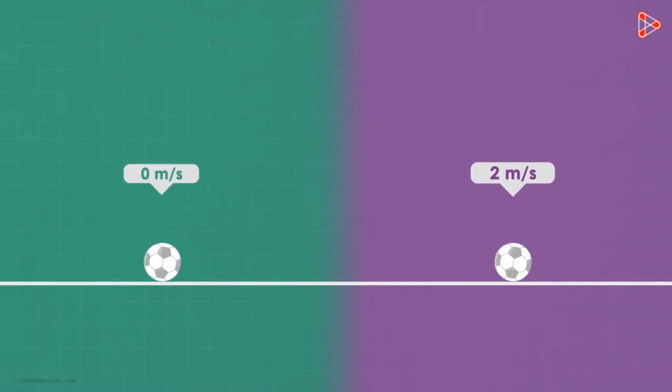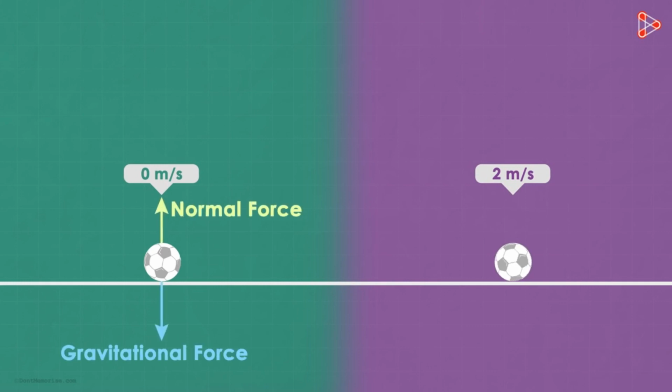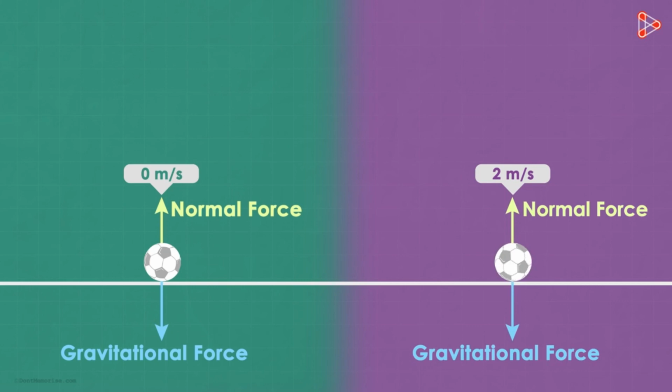And guess what? It's the same story with every object. Every object will continue to do what it's doing. If it's at rest, it will remain at rest, and if it's in motion, it will stay in motion. But what can change this? Yes, only an unbalanced force can change this.